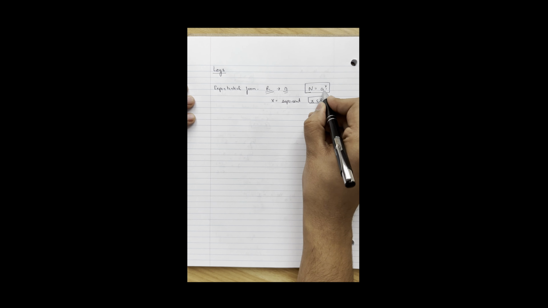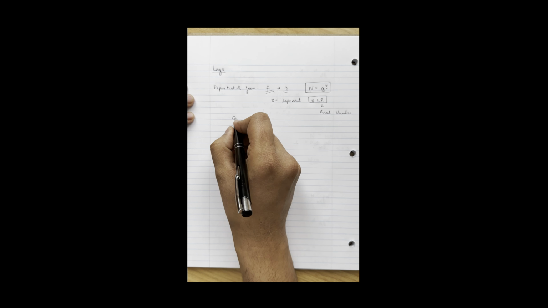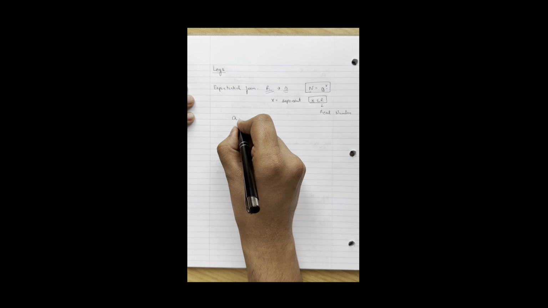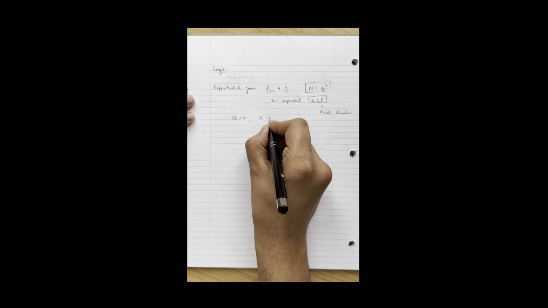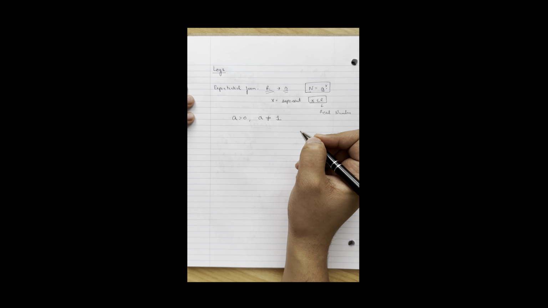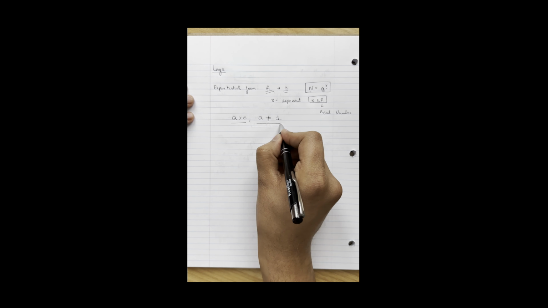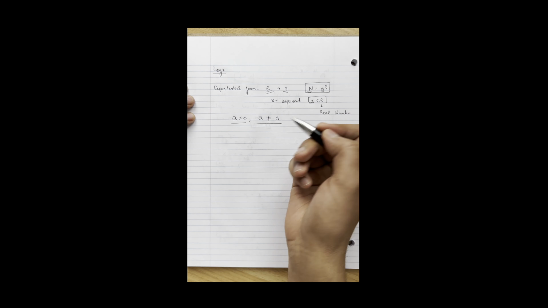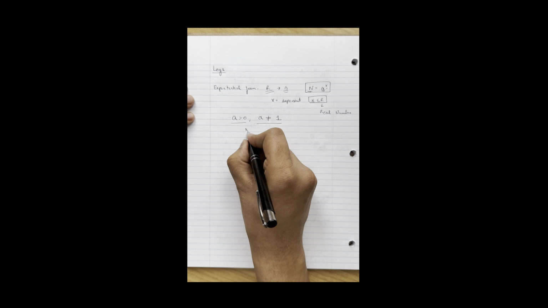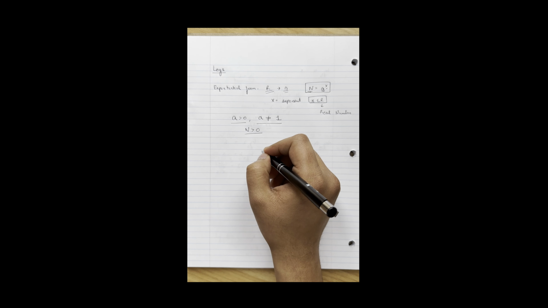And we have a base called a. The base a should be greater than 0 and a should not be equal to 1. And n is greater than 0. That's all.